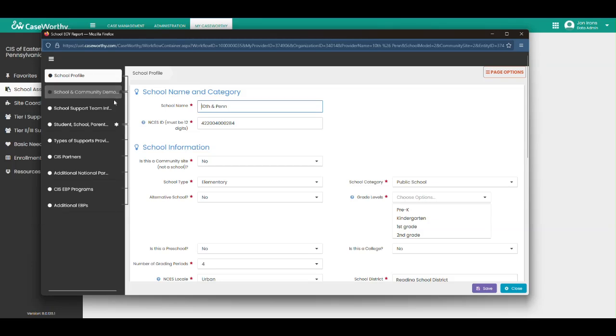This is where you would have to go to edit things like the school support team info, or some of the additional national partners and additional evidence-based programs. If there's something you wanted to add there, you'd have to come into the workflow and click through all the different steps to get there.